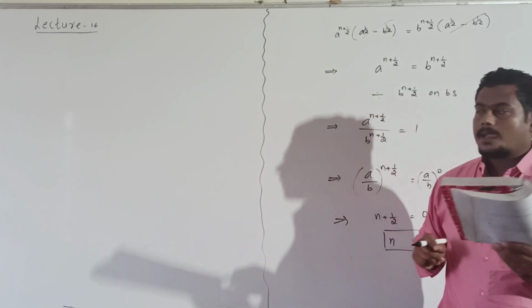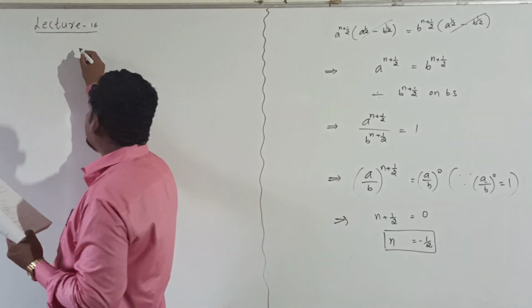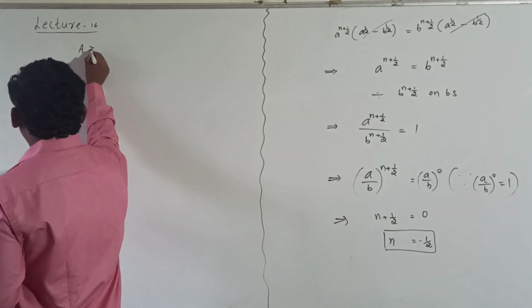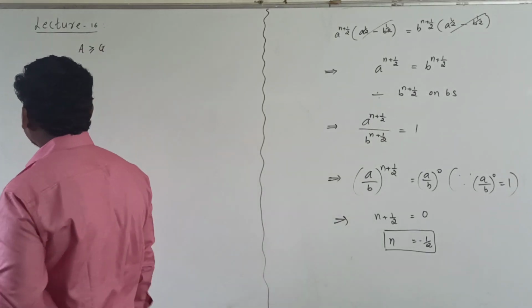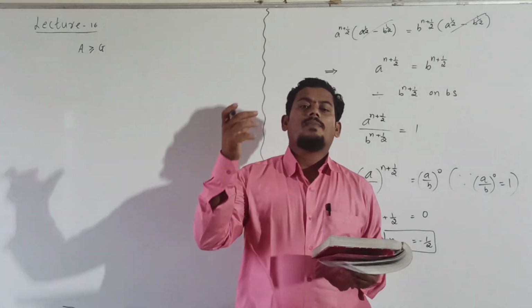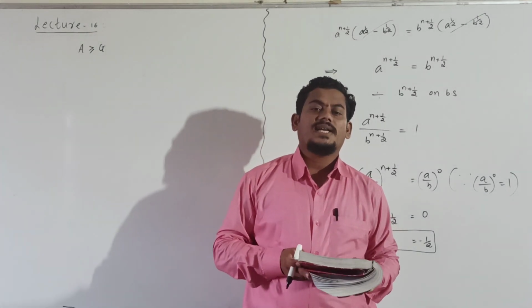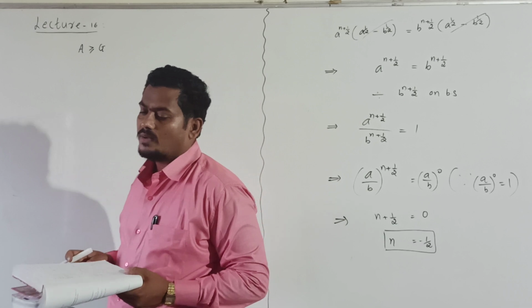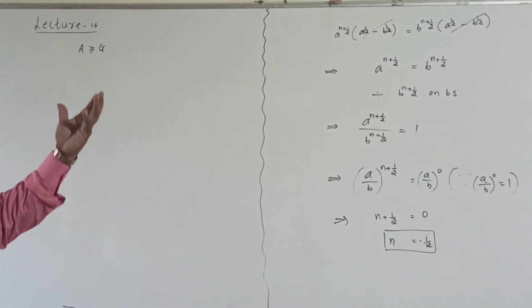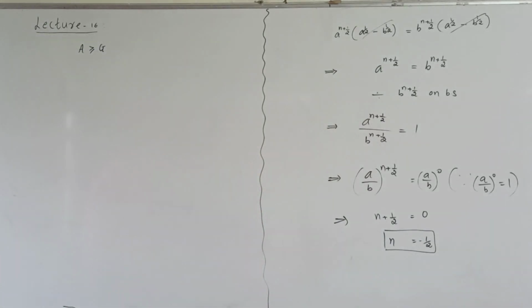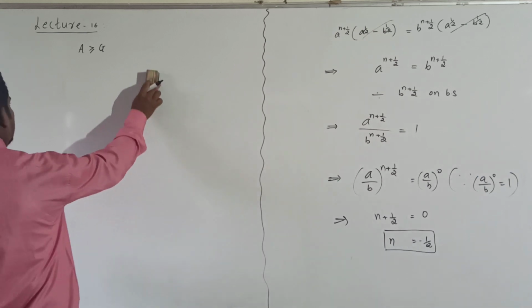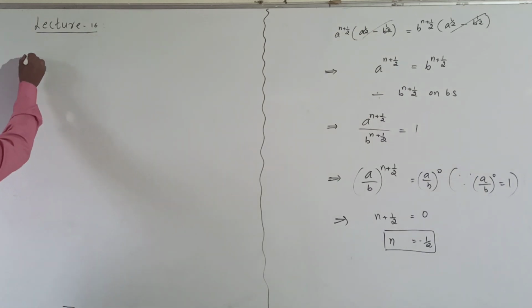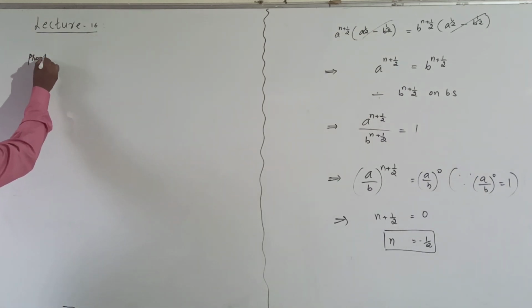Prove that A is greater than or equal to G. Means AM of two positive numbers is more than or equal to GM of two positive numbers. We need to prove AM is greater than or equal to GM. Proof is very simple.